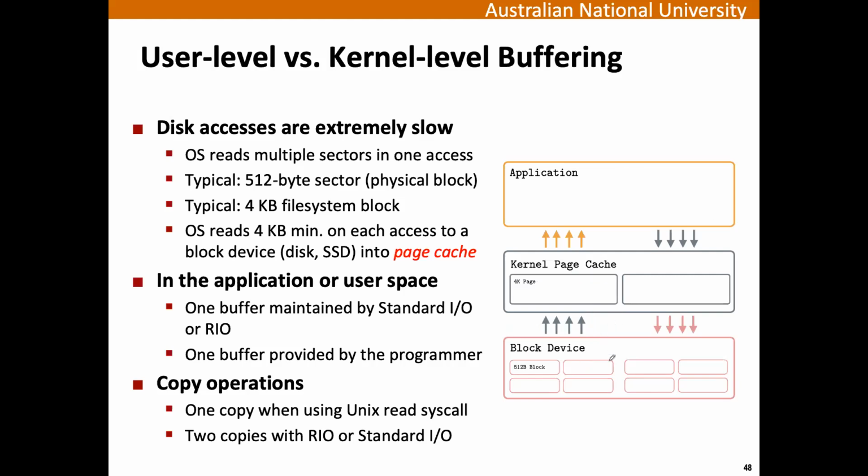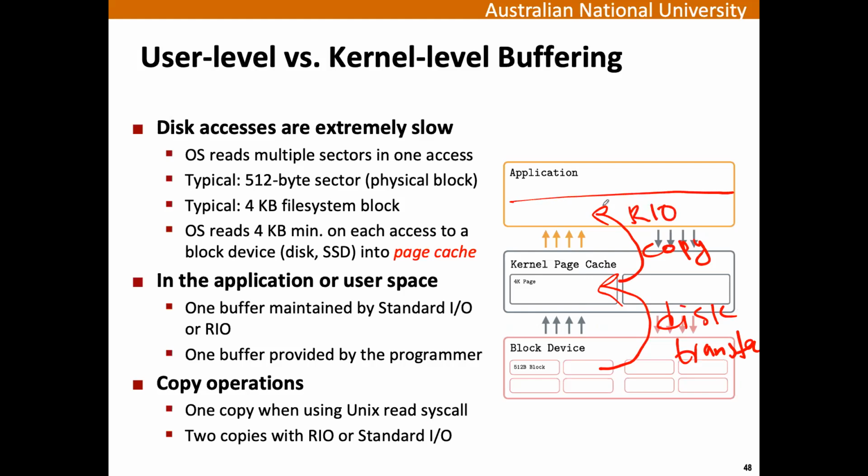So there is the disk transfer. There is the copy from the kernel page cache to the RIO package. And then there is the copy from the RIO to the buffer provided by the user. So disk transfer plus 2 copies is typical in this style of IO.